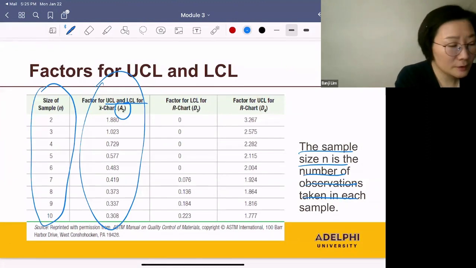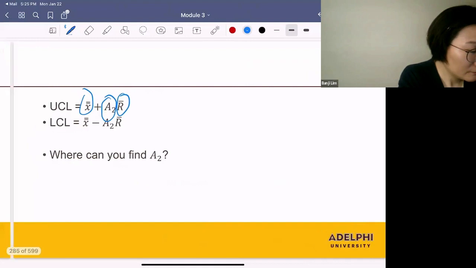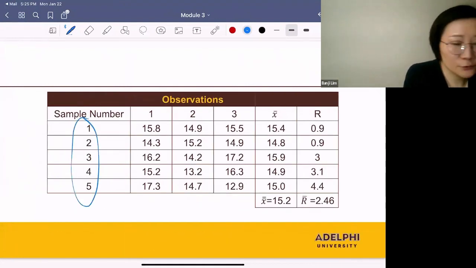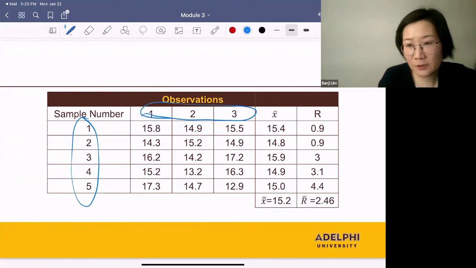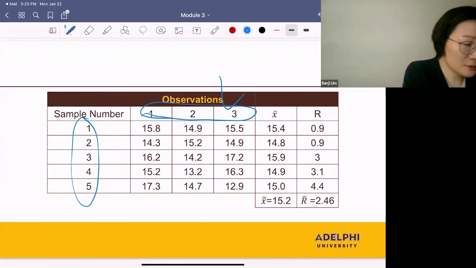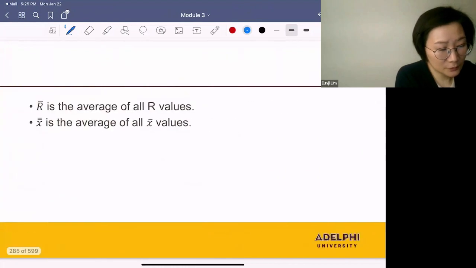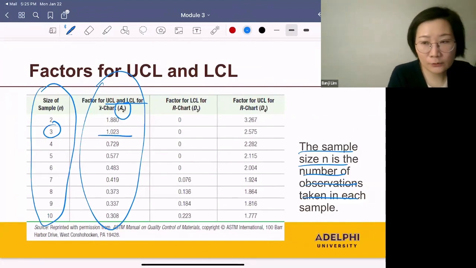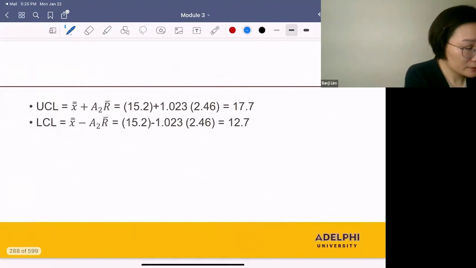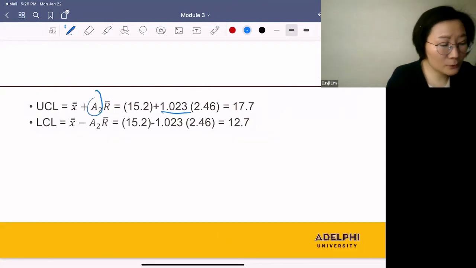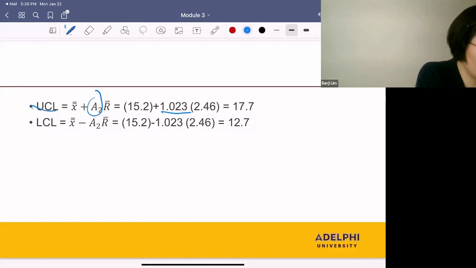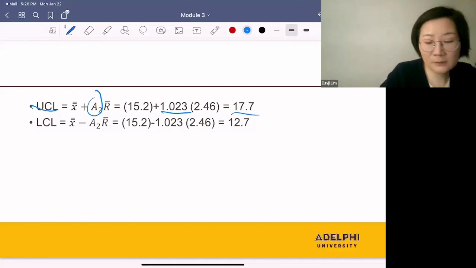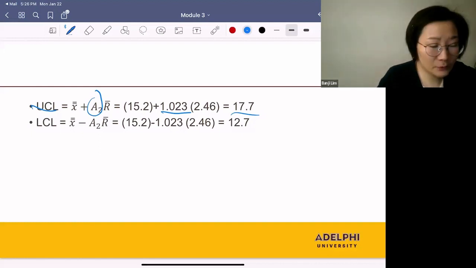So what's the size of the sample in our example? Is it 5 because we collected 5 samples, or is it 3 because we collected 3 observations for each sample? It's 3 because the sample size is the number of observations within a sample. So n equals 3. So for 3, A2 equals 1.023. So we can plug it into the formula. A2 is 1.023. Then the upper control limit is 17.7, and the lower control limit is 12.7.